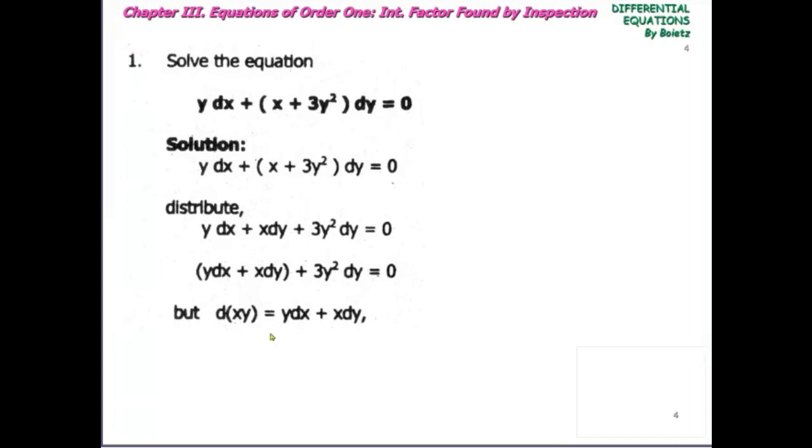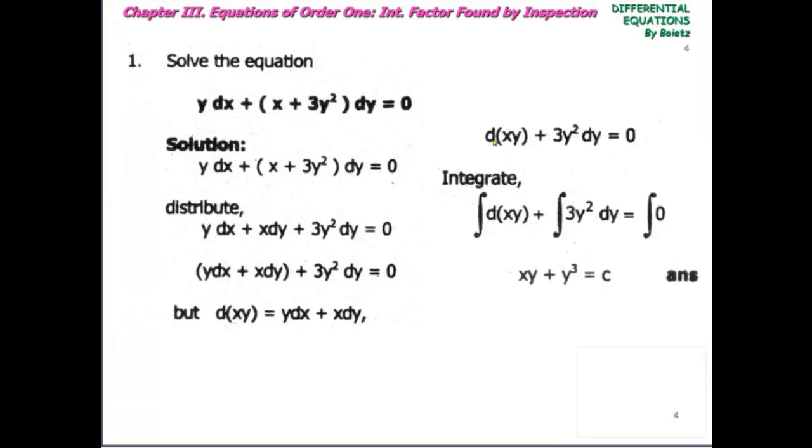So if you substitute here, this will become d(xy). This one is the derivative of xy plus 3y squared dy. And that is already direct integrable. So integrate: the integral of d(xy) plus the integral of 3y squared dy equals the integral of 0, or a constant. The d just disappears, so this becomes xy. Then this one is y cubed over 3 equals c. And that is the answer.